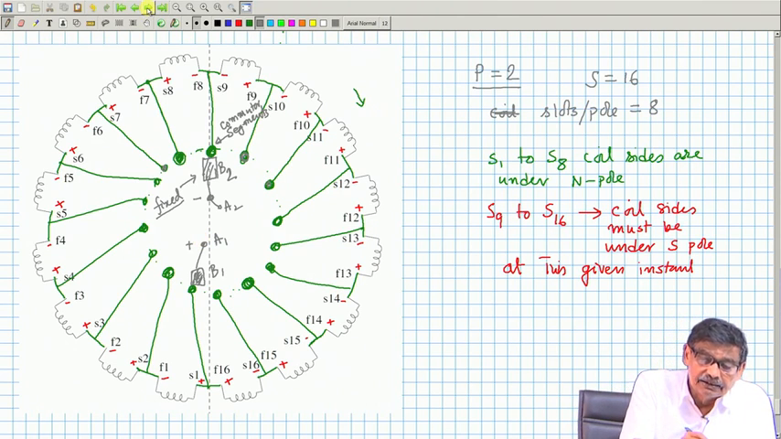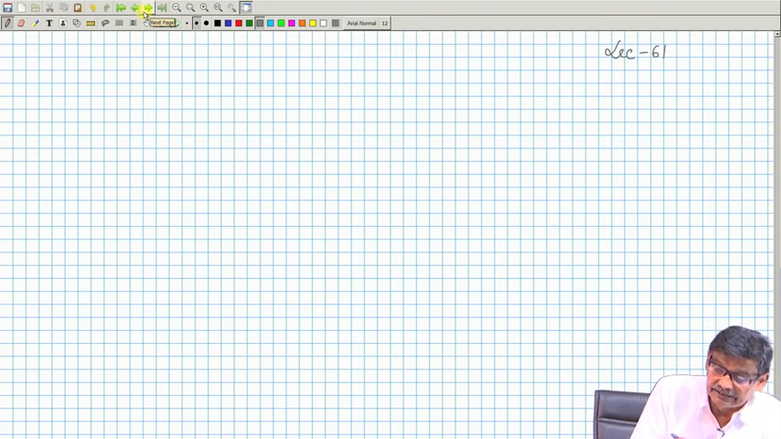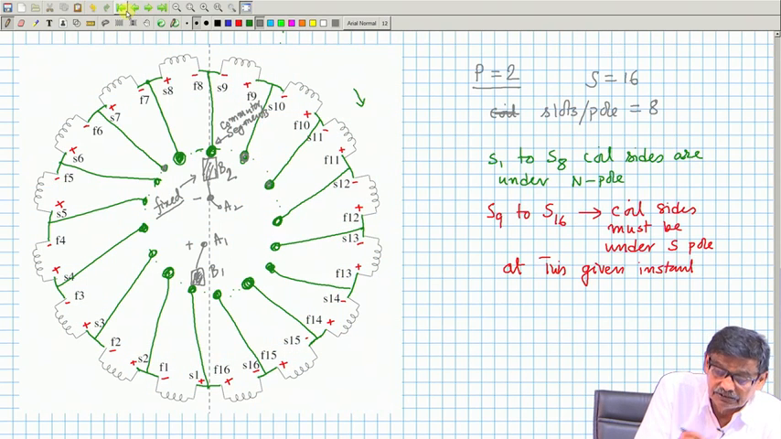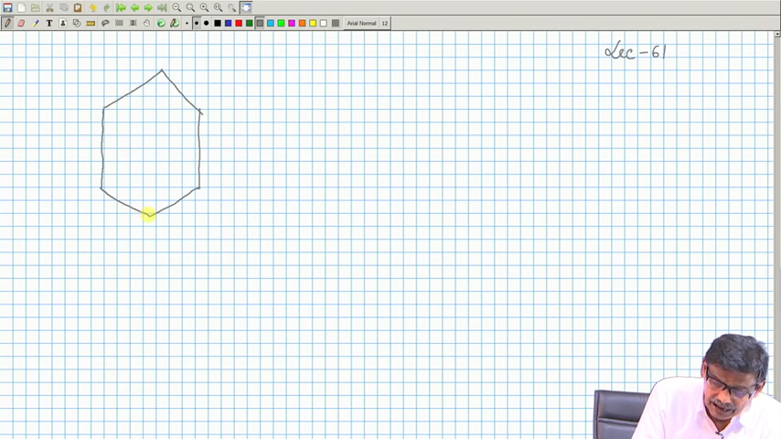Now, let us see how this commutator segment is to be connected. See, from the junctions you have to drop this one. Now, let us come to this diagram, suppose this is one coil. Let me draw in this developed diagram. This is suppose one coil. I will henceforth show with 2 terminals. It is a multi-turn coil.